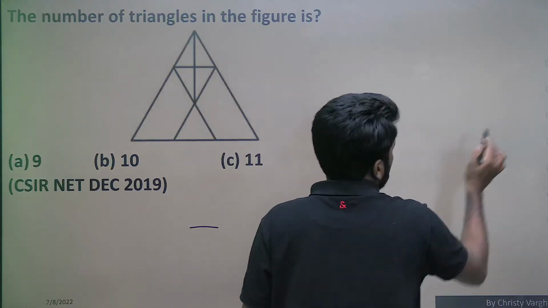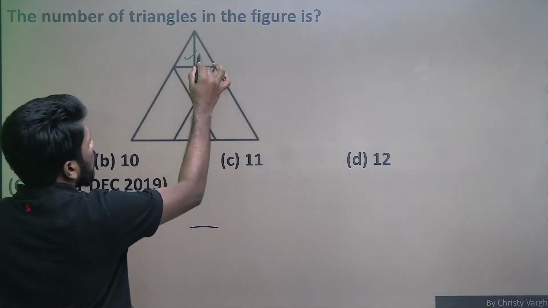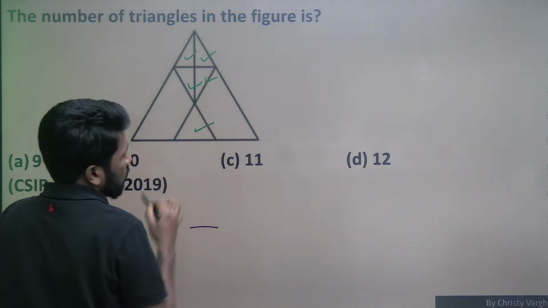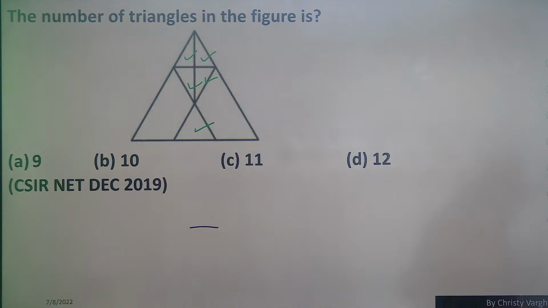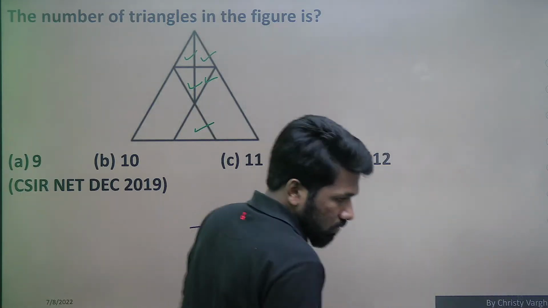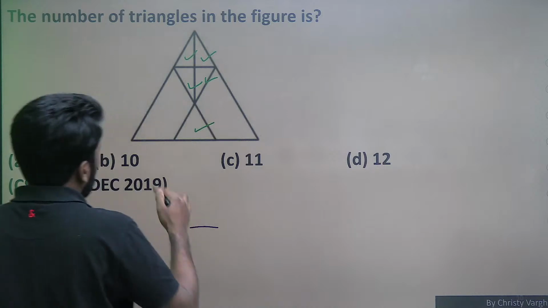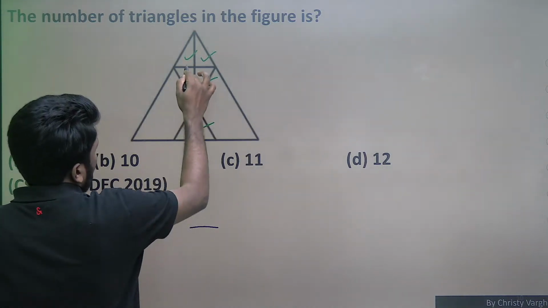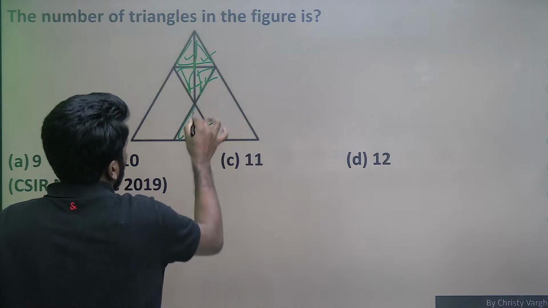Look at this original picture. 1, 2, 3, 4, 5. These 5 triangles are there initially. 5 triangles. Voice is clear now. Okay, very good. So these 5 triangles, all of you are clear about that 5 triangles. Now 1, 2, 3, 4, 5.